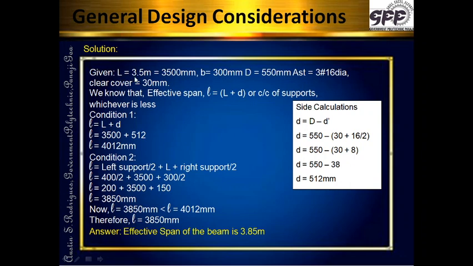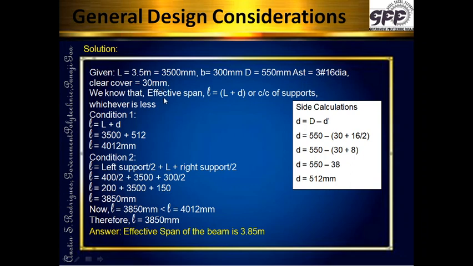Clear span is given to be 3.5 meters, that is 3500 mm. The width is given to be 300 mm. The depth is given to be 550 mm, that is the overall depth, and the area of steel in tension, AST, is given to be 3 bars of 16 mm diameter. The clear cover is given as 30 mm.